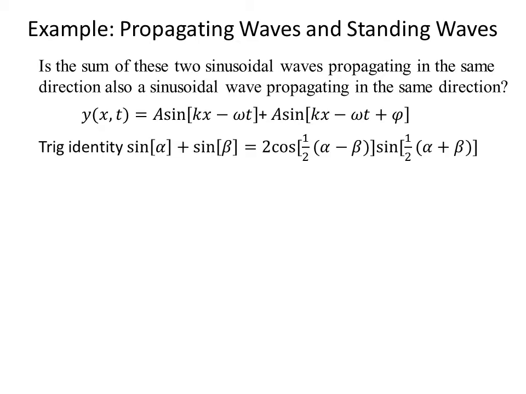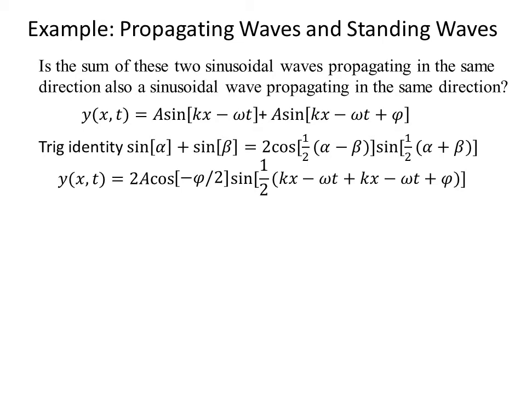We can use a trigonometric identity where you add two sines with different angles, alpha and beta, and that sum is equal to 2 times the cosine of 1/2 the difference between the angles times the sine of 1/2 of the sum of the two angles. Using that trig identity, for the first part we have 2a times the cosine of 1/2 the difference, and we can see that the kx and the omega t are going to cancel, leaving just 2a times the cosine of minus the phase over 2.